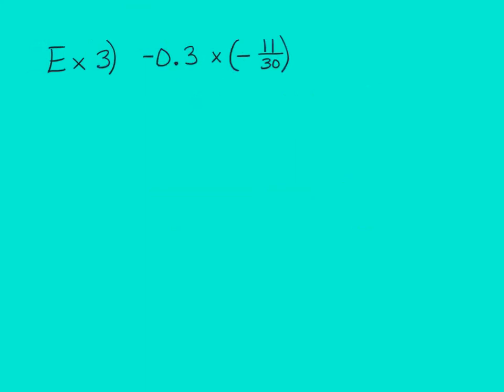Example 3, negative 0.3 times negative 11/30. Remember, if they are not both fractions or not both decimals, then we need to change one of the numbers so that they're both fractions or both terminating decimals. So I usually see if I can change them to both decimals first.